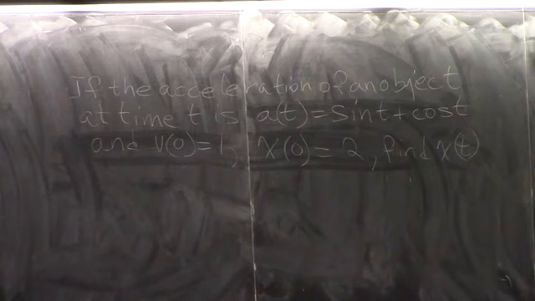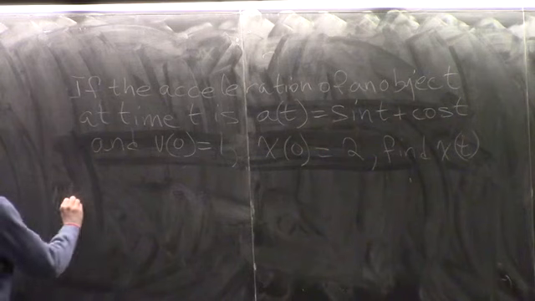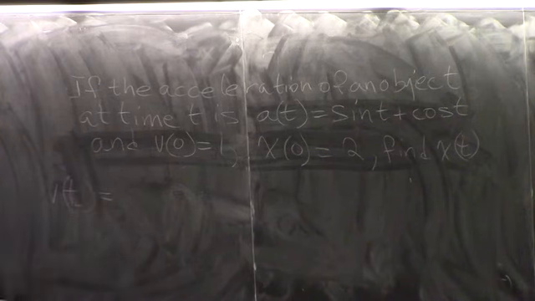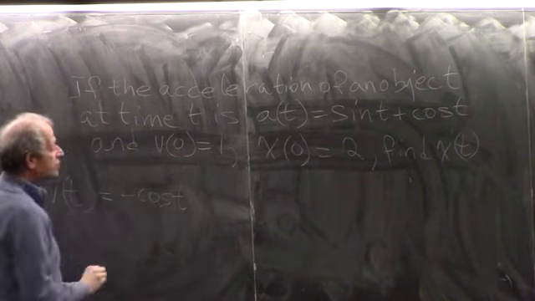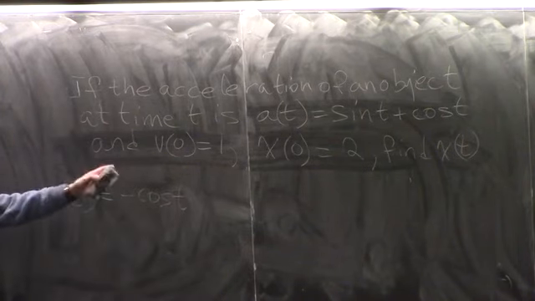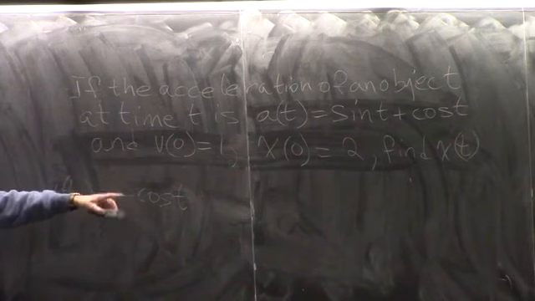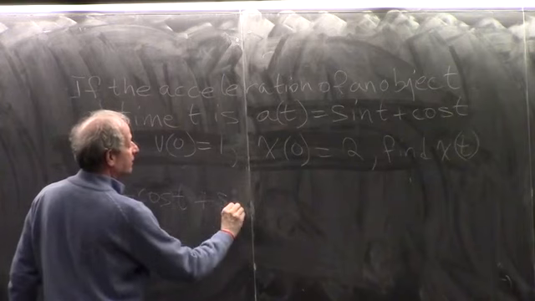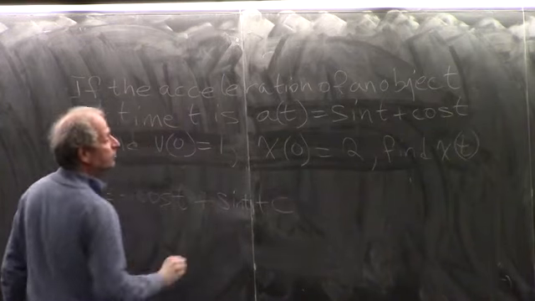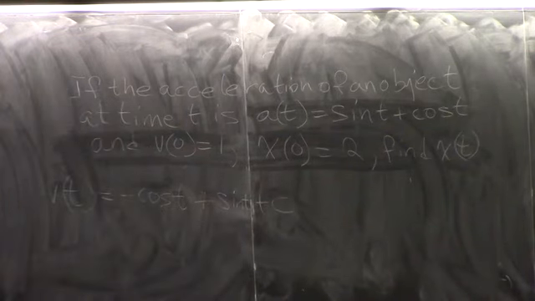So if a of t is sine t plus cosine t, now we're going to find v of t. So we're going to do the antiderivative. So, the antiderivative of sine is minus cosine. Because the derivative of cosine is minus sine, so the derivative of minus cosine is positive sine. Okay. The antiderivative of cosine is sine plus a constant. So far, so good? Okay.